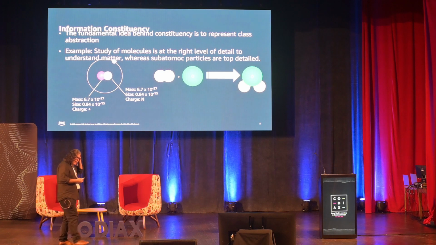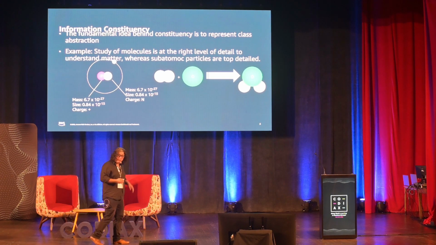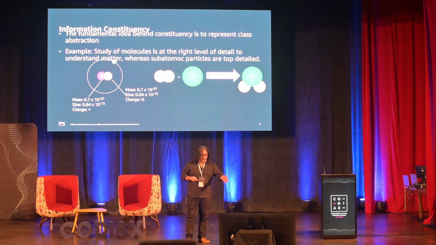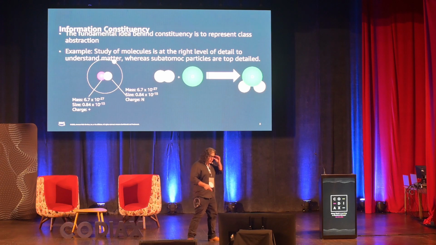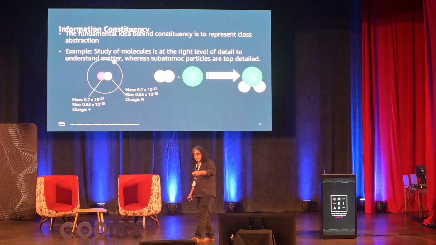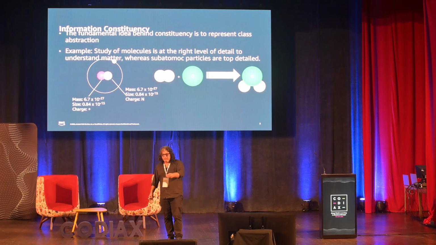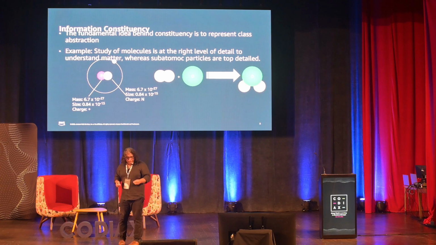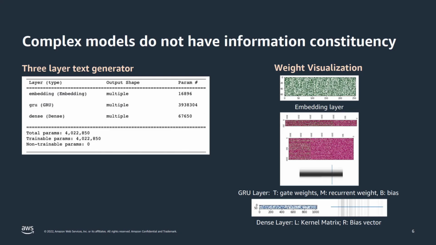Let's say you want to talk about the properties of water. There is no point in looking at subatomic particles like protons and neutrons, because they're all the same. They all have the same mass, the same charge, the same size. The proton in this atom is not different from the one in the other. That level of detail doesn't have the information consistency with what's being explained. So if you want to talk about the properties of water, you have to go to the atomic or the molecular level. And if you don't, you end up with something like this.